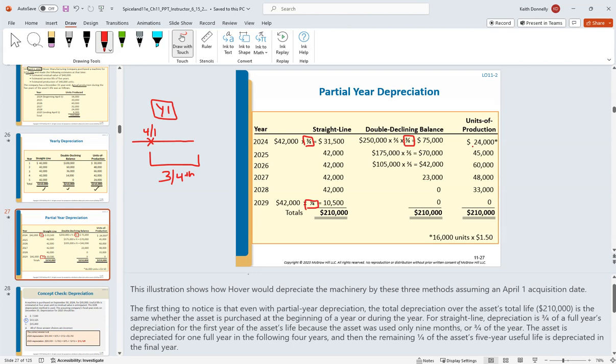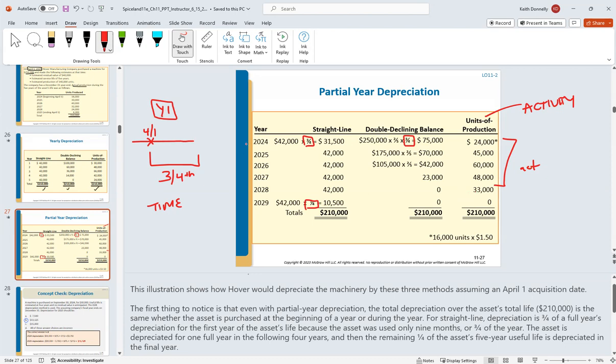Units of production, this is less relevant in the sense like we're not basing it on time. Over here, we're looking at time. Units of production, we're basing it on activity. So we can just use the actual. We don't have to do any of this kind of prorated stuff.